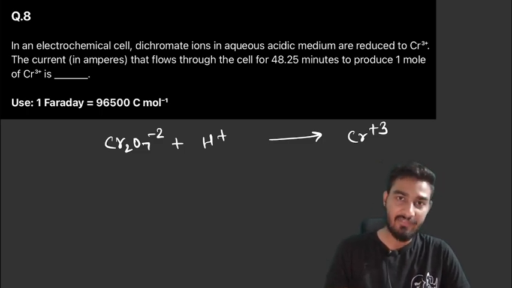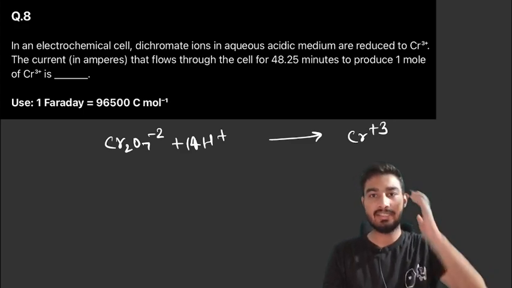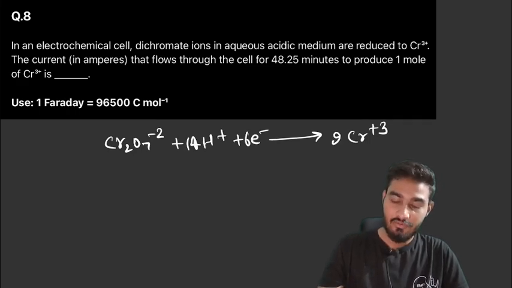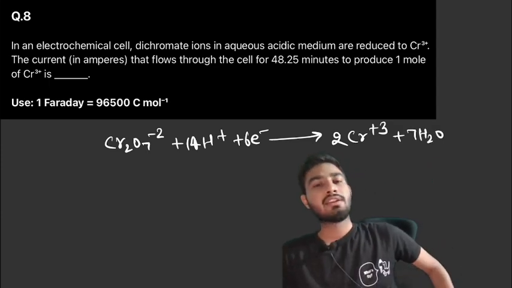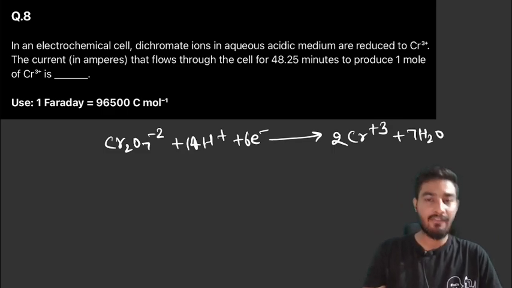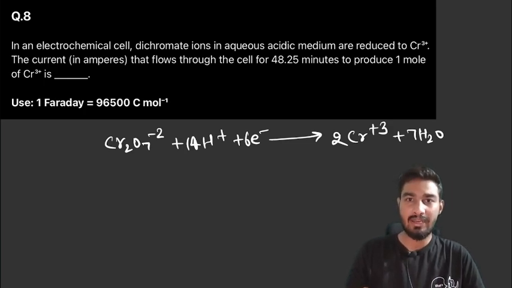I have remembered this reaction directly because we will use it: 6 electrons for 2 chromium and 7 H2O here. But if you have not remembered it, you can balance it by the two methods we have, the ion-electron method and the oxidation number method.